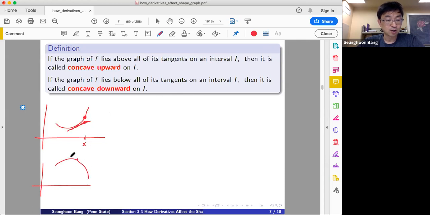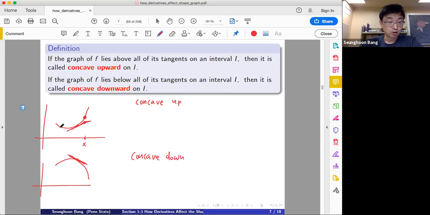What's that? You can choose any point and draw a tangent line. The graph of f(x) lies below all of its tangent lines. Below all of its tangent lines, concave downward. Here, this is what? Concave up. This is concave down.